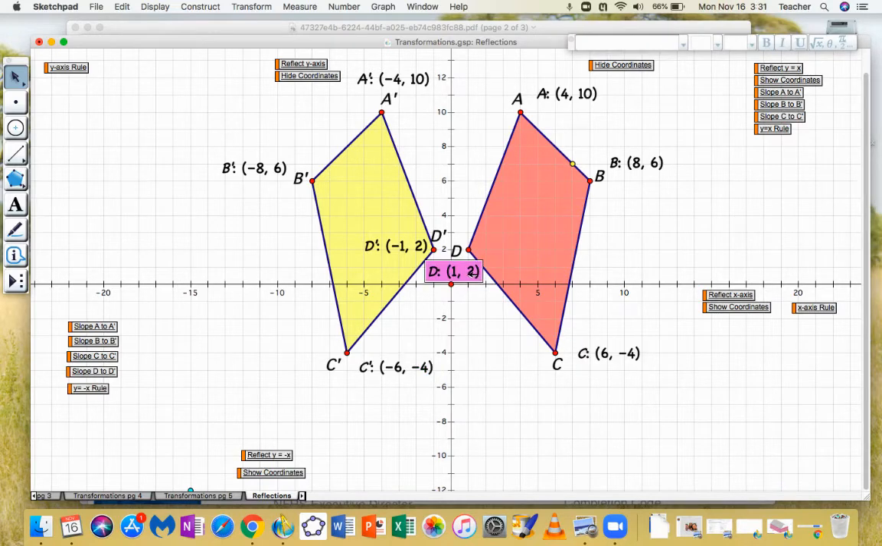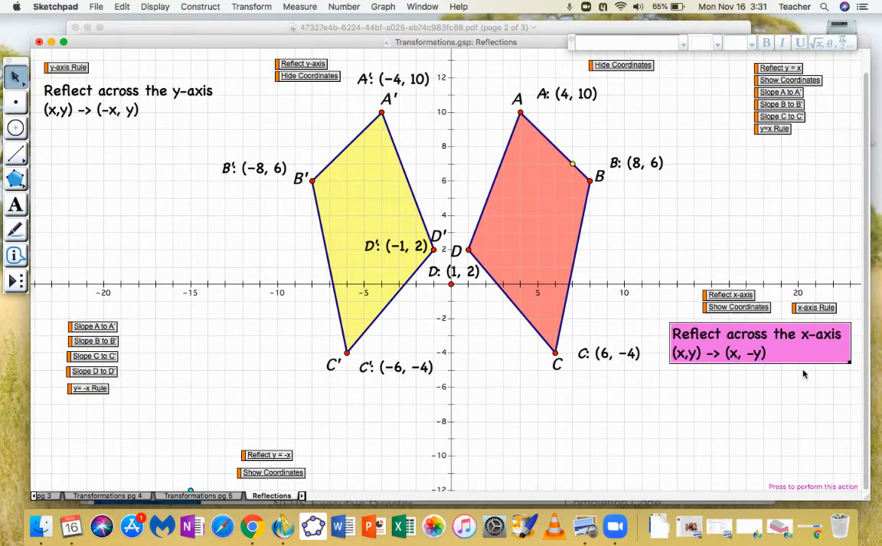And D was (1, 2) originally in the pre-image. Reflect across the y is (-1, 2). So hopefully you see a pattern there as well, that if I reflect across the y, I don't go up and down. Again, y-axis goes up and down. So if I don't go up or down, y stays the same, and I change the x.